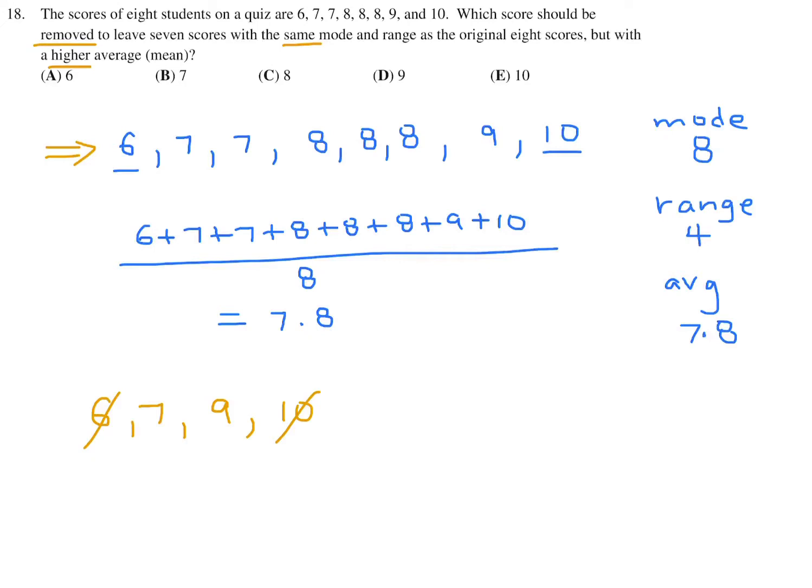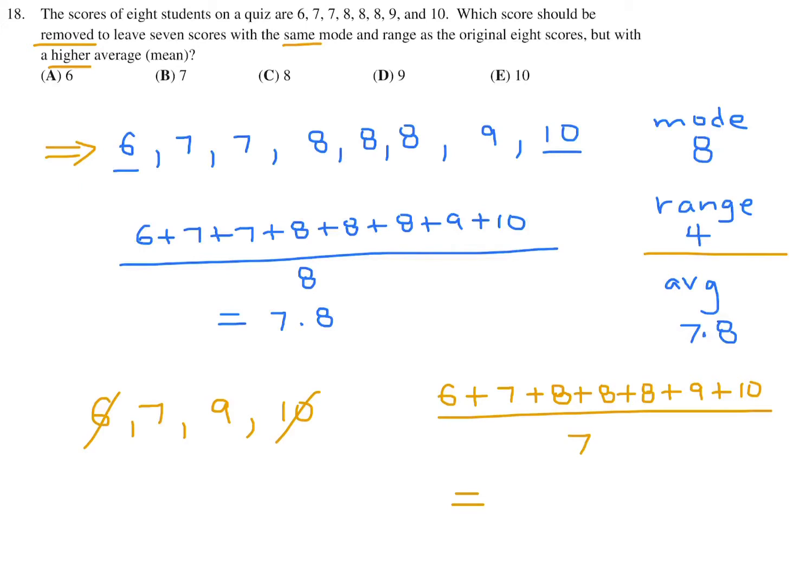All right, now we turn our attention to the average. If I take out a 7, what happens to the average? Let's see. My numbers are 6, 7, 8, 8, 8, 9, and 10, like that. And I've got 7 of these numbers, so do the average. And that is 8. Is that a higher mean? Yeah, it is. So 7 was indeed the number that you can remove to meet the conditions in the question. So number 18, the answer is B.